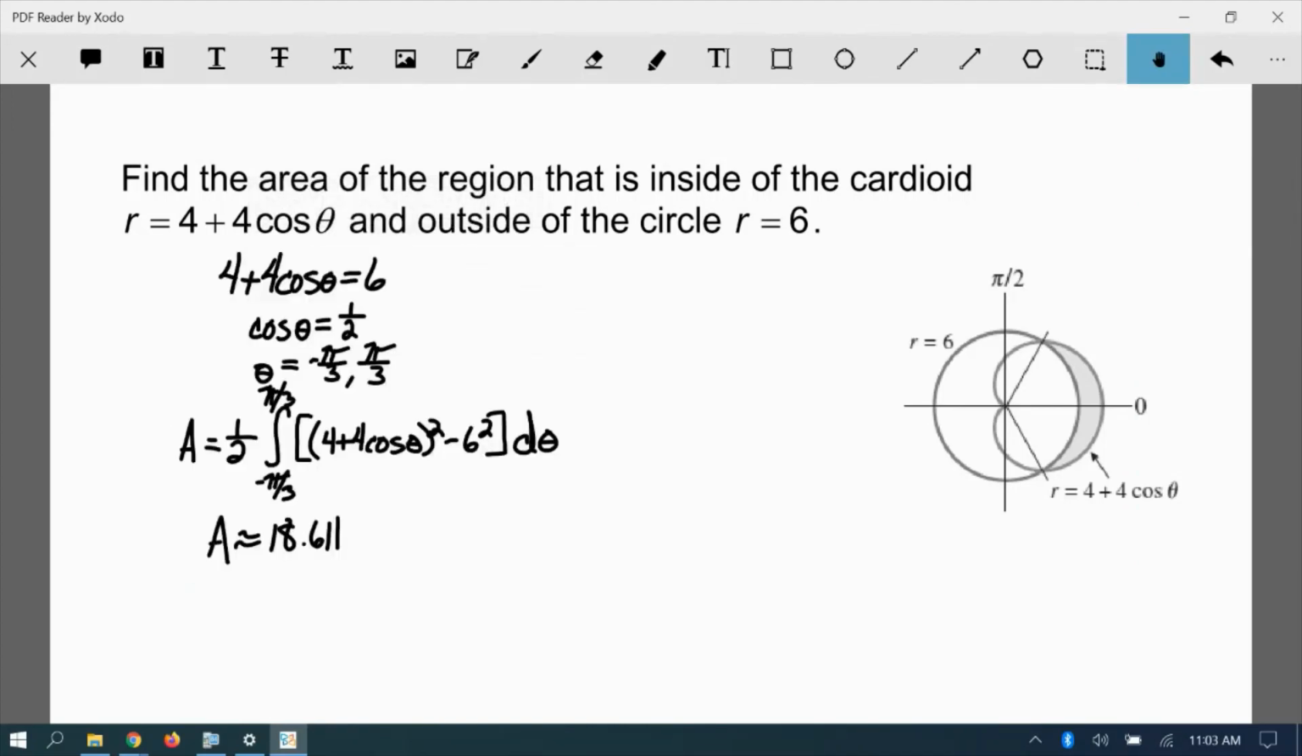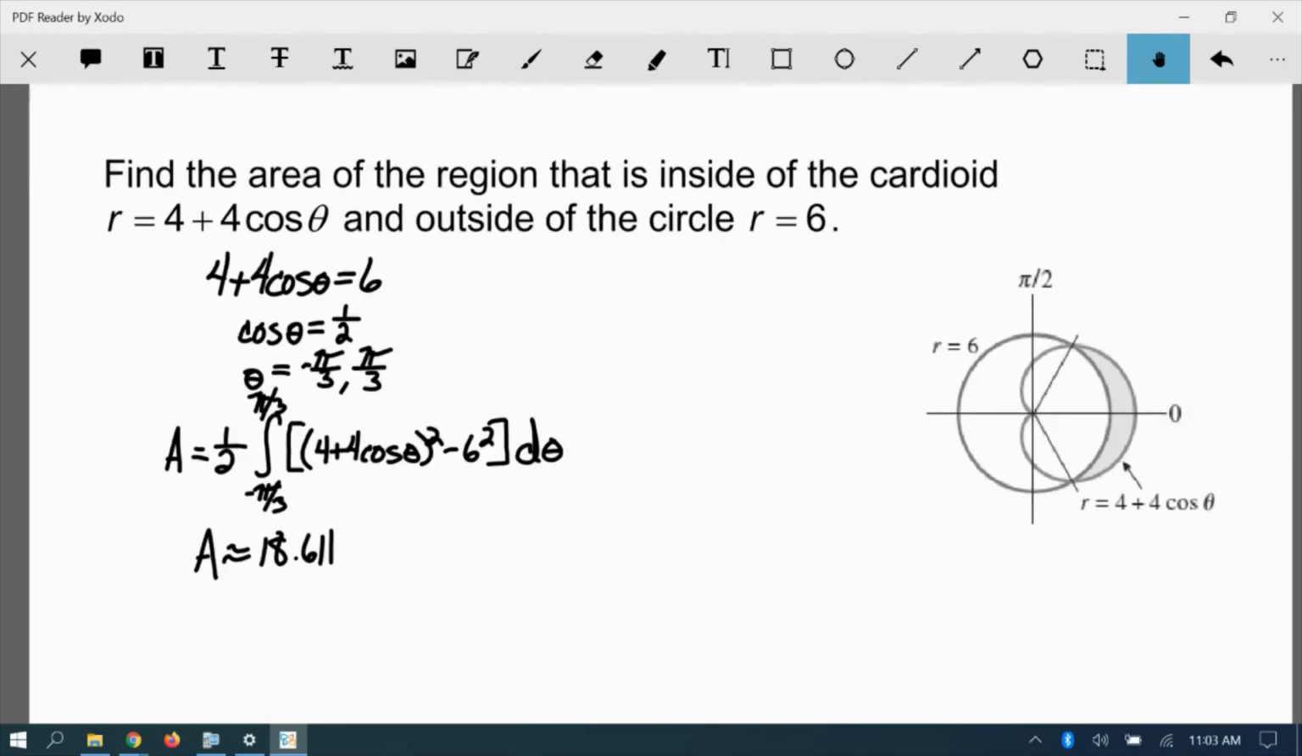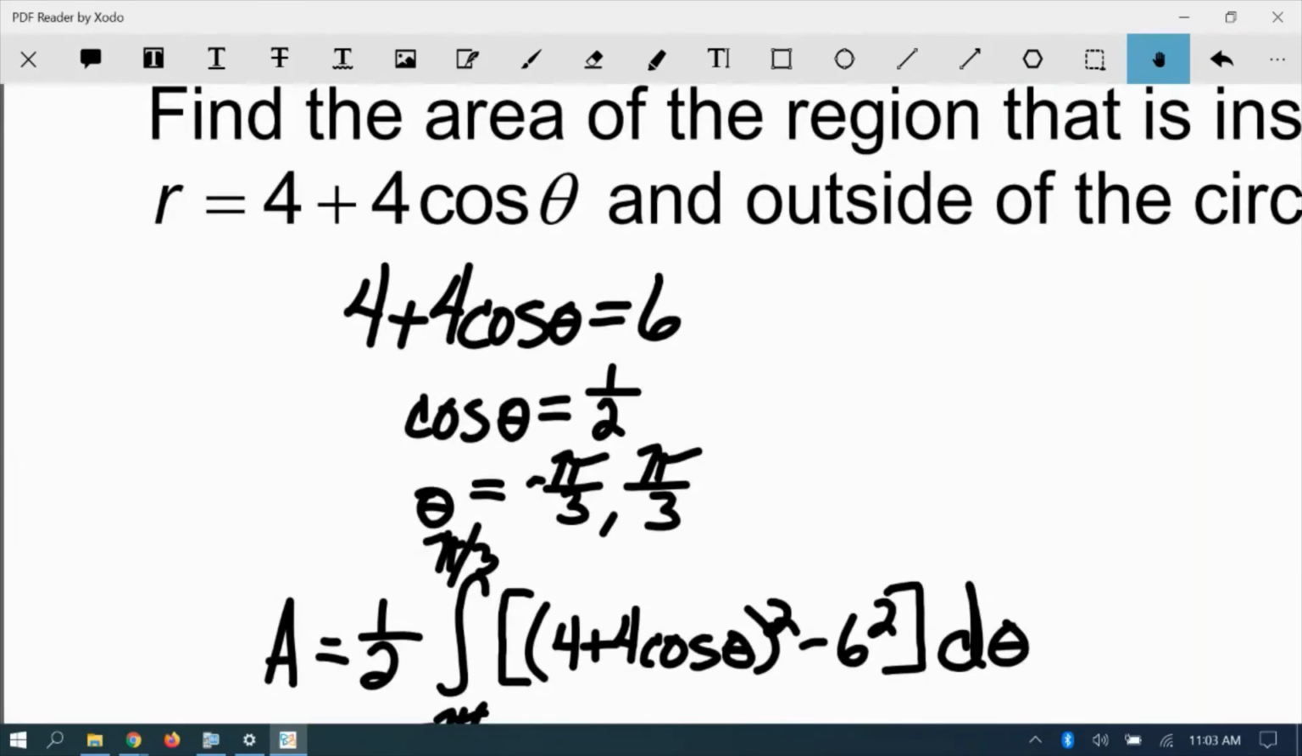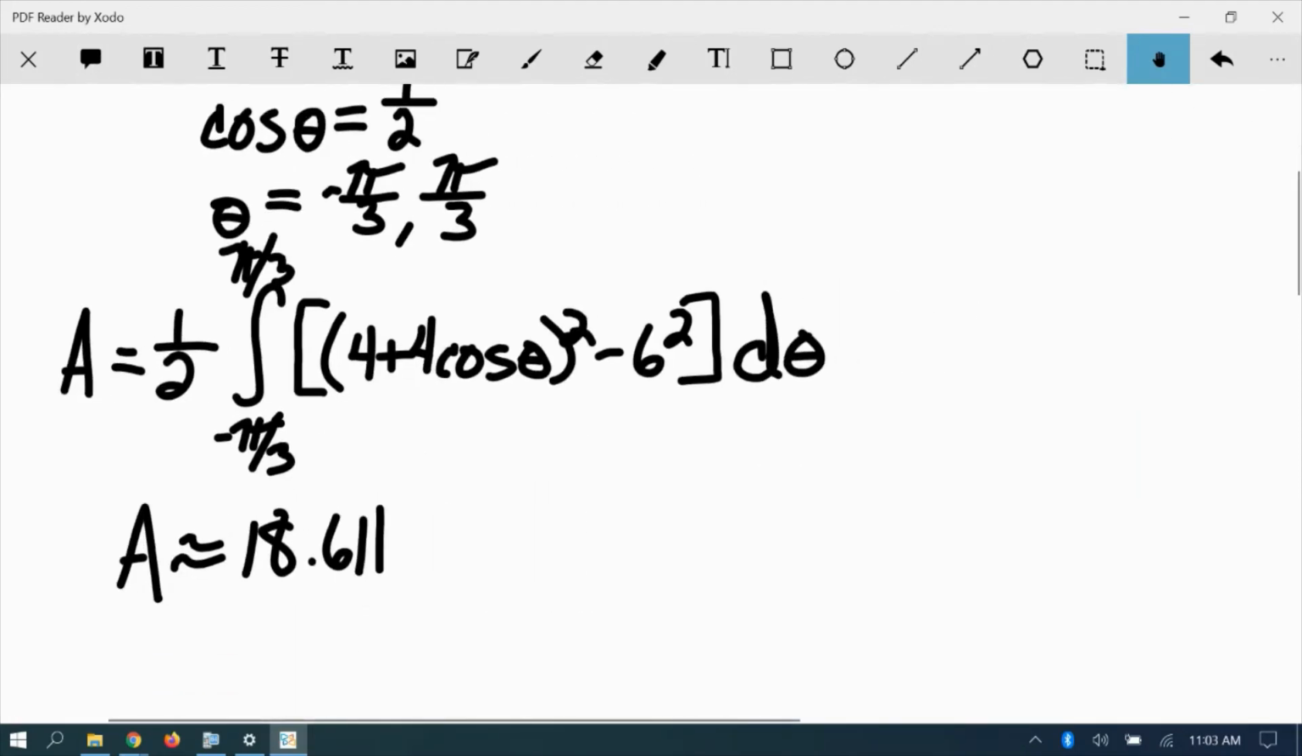Okay, so here's what you should have come up with. Now, the big thing on this one is we've got some intersection points. So we have to make sure we know our limits of integration. And what I did was I just set the 2 equations equal to each other to figure out, okay, for what theta values do we have the same r value? And those should be the intersection points. And that happened at negative pi over 3 and pi over 3.